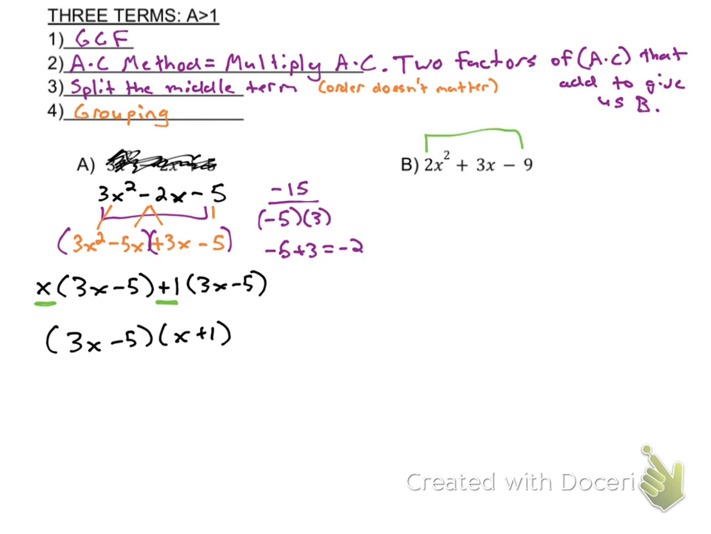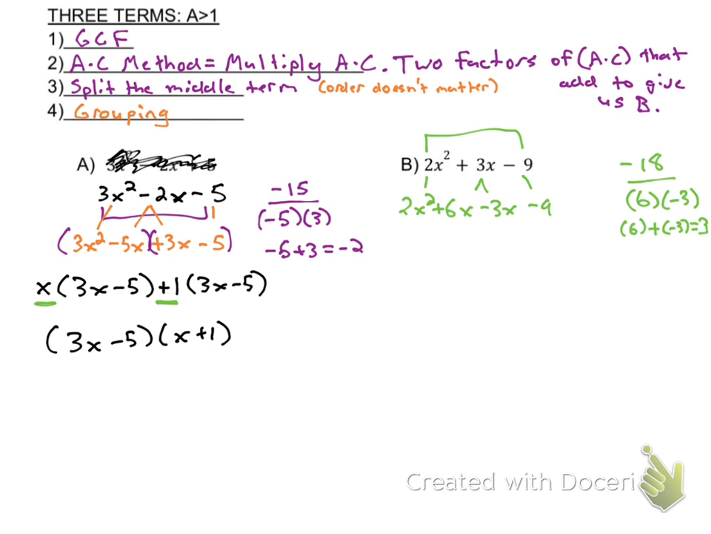No GCF, so we'll do AC method. 2 times negative 9 gives us negative 18. What are two factors of negative 18 that add to give us 3? 6 and negative 3. Good. All right, so I'll split the middle term with the two factors of negative 18 that add to give me 3. I did 6x minus 3x. That could be flipped. Doesn't matter. Bring down the negative 9 and the 2x squared.